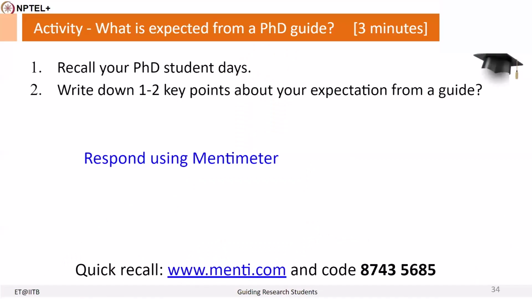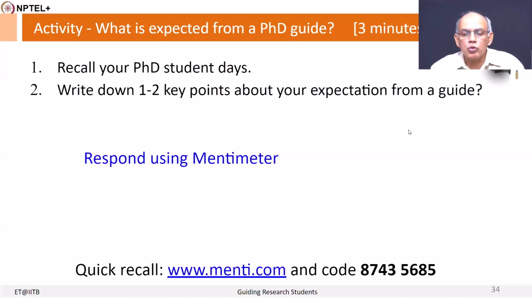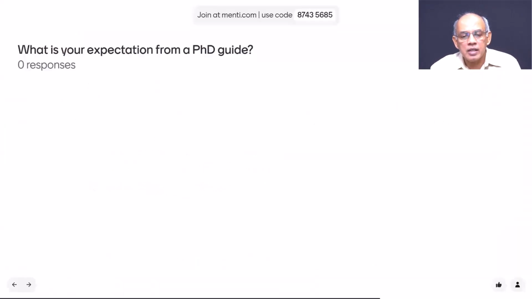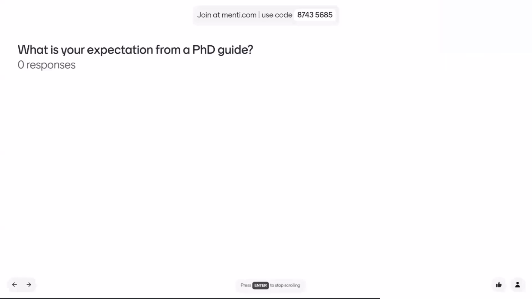So now moving on, let us try to look at it from the other end. Once again, recall your PhD student days and write down one or two key points about your expectation from your guide. Okay. So this is again a Mentimeter activity. The reason for doing this activity is for you to be aware of what your students might expect from you. You can just write short sentences.